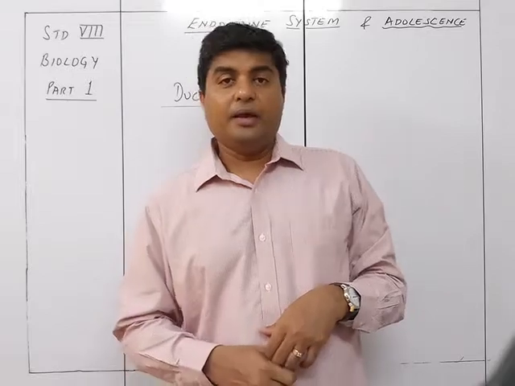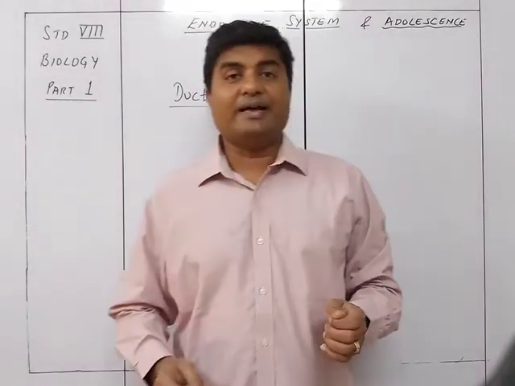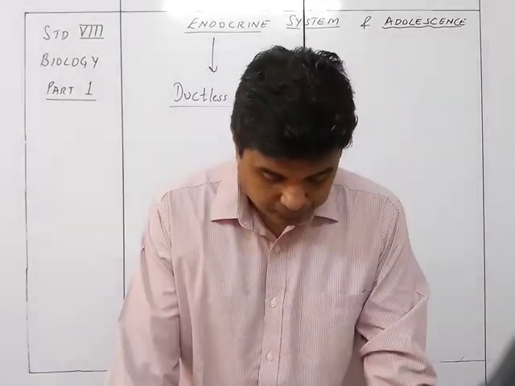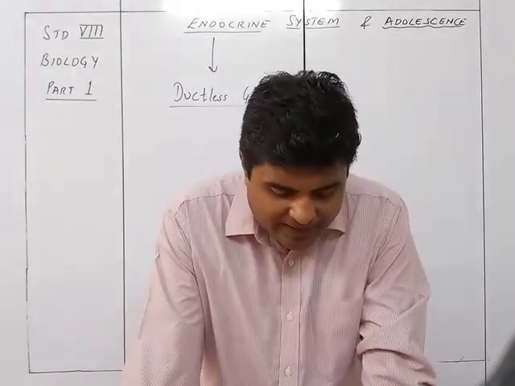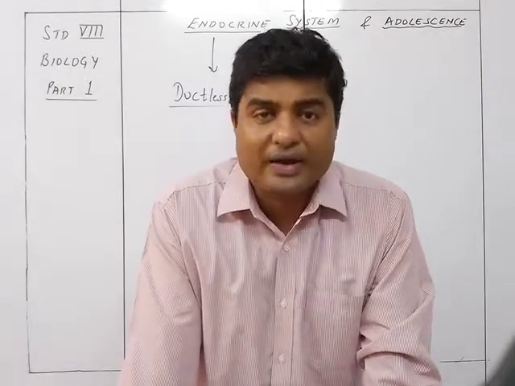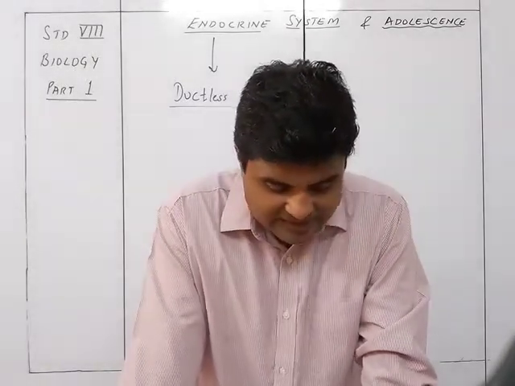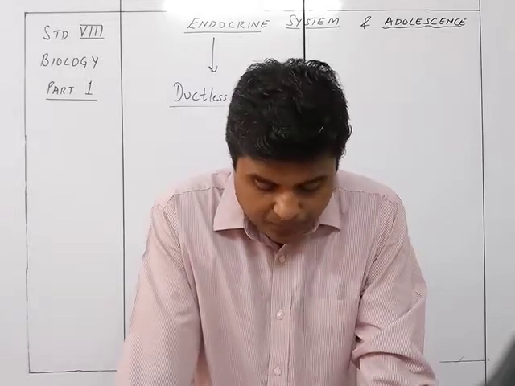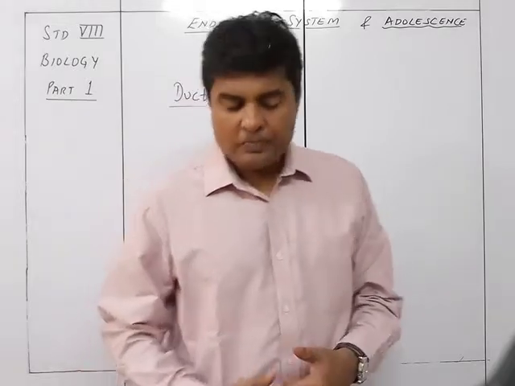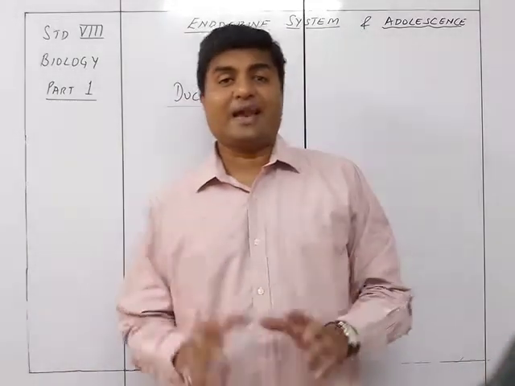So that's why we can call it an endocrine gland. Endocrine means ductless glands. So endocrine glands, the hormone producing glands, are called endocrine glands. These glands have no duct and they pour the secretions directly into the blood. So that's what I told you, they're hormone producing glands.